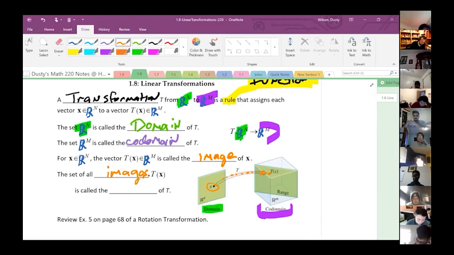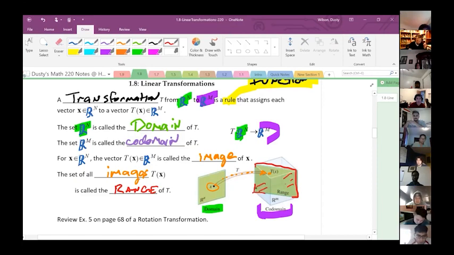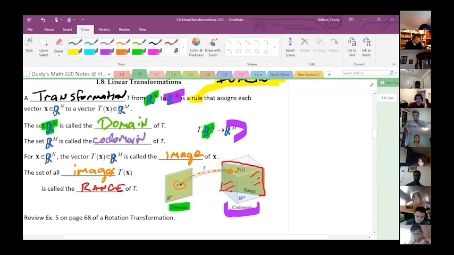of T. And so in this case, the picture, the range is all the stuff on this plane, and it's made up of a whole bunch of different images. So the codomain is the whole space, the range is the part of the space that the function gets you to. Let me see if I can tie this into something that you've done in the past.